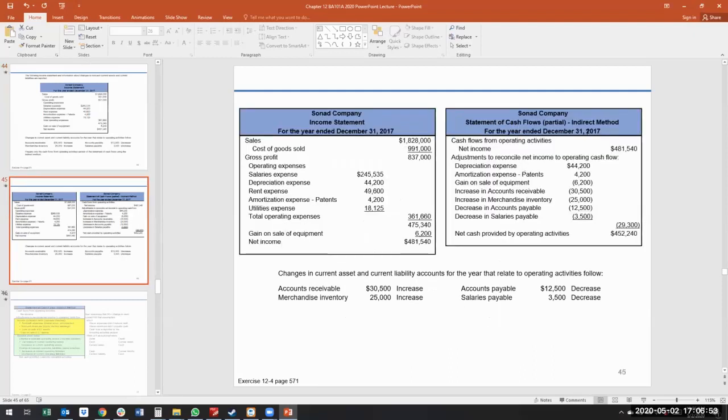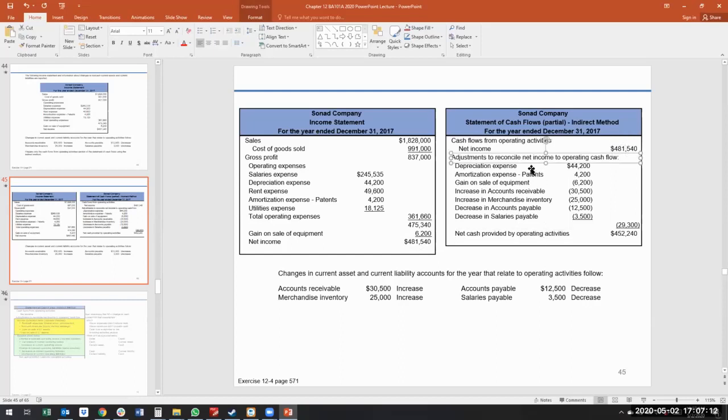So how do we calculate this indirect method statement of cash flows? Well, first we're always going to start the same way using the indirect method. We're going to start with net income, 481,540. So that's where we're getting the beginning of the statement of cash flows from.